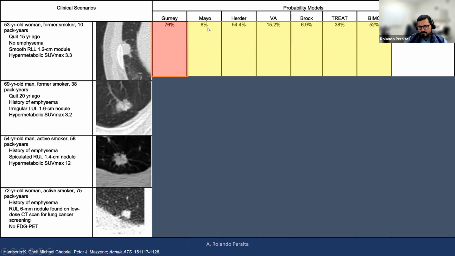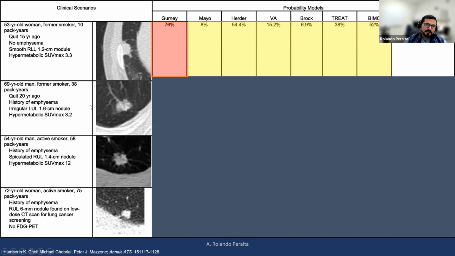Okay. But what matters is that this one, by guidelines, you would have sent to surgery, resection, some form of treatment. This one, you would have gotten more information. So depending on which one you use, you're gonna get different risk for malignancy. In this particular case, probably using the Herder model is better, or the Treat of BIMC, because it has a PET-CT. If it didn't have a PET-CT, probably the Mayo would be fine.